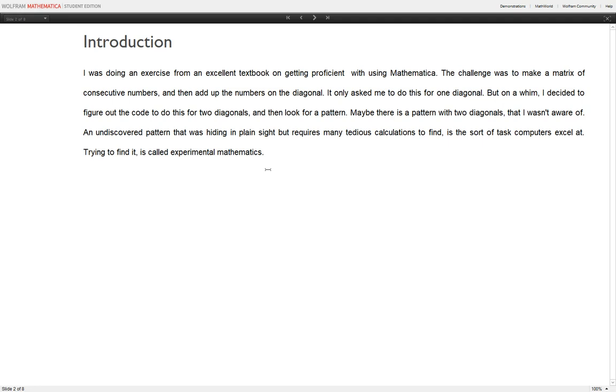I decided to figure out the code to do this for two diagonals and then look for a pattern amongst these diagonals. Maybe there's a pattern with two diagonals that I wasn't aware of. It's great when you don't know things, because then you could maybe find them out. So maybe an undiscovered pattern was hiding in plain sight, but it requires many tedious calculations to find, and that's the sort of task computers excel at. Trying to find it is, again, experimental mathematics, which is a lot of fun. I hope you'll see.